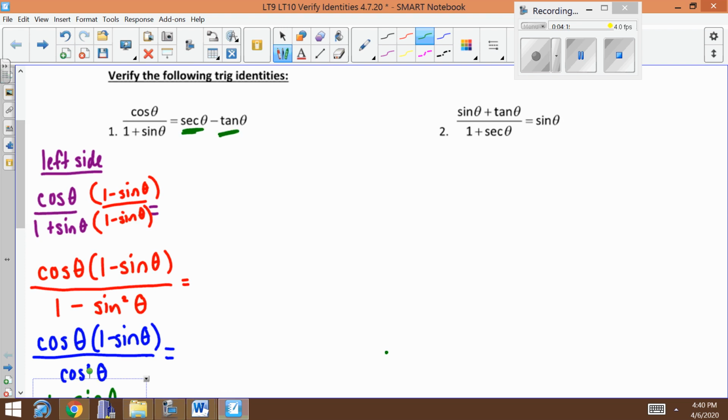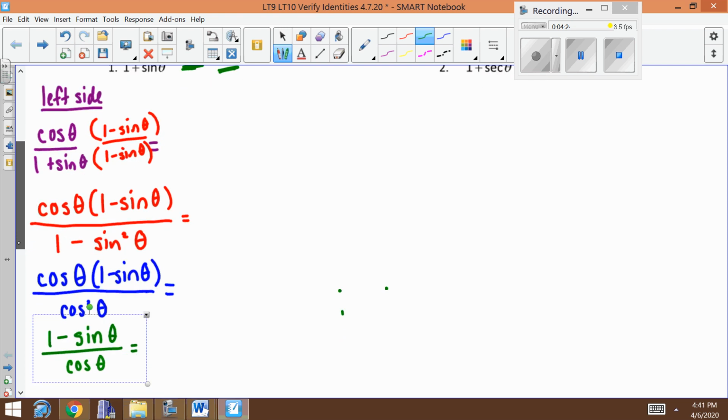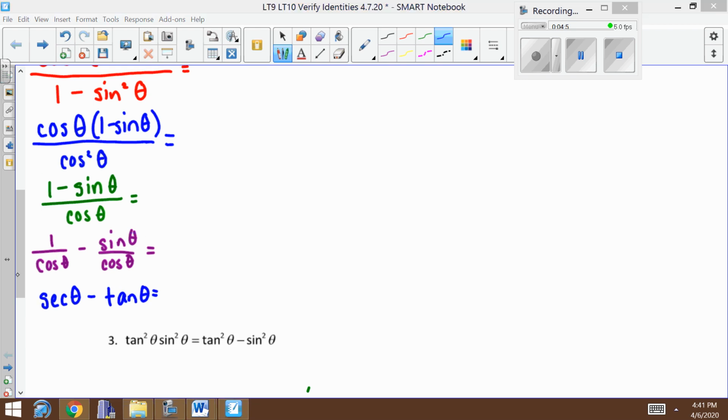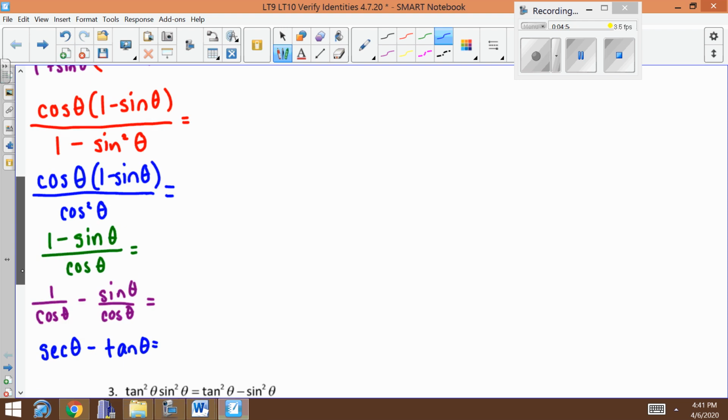I need a secant minus a tangent here, so I do need to separate them. I want it to be a subtraction problem instead of a fraction. Now that I have the one thing in the denominator, I can separate it a little easier. Now I can write it as 1 over the cosine minus the sine over the cosine, since they have that same denominator. And conveniently, if you go that next step, 1 over the cosine is the secant, and the sine over the cosine is the tangent.